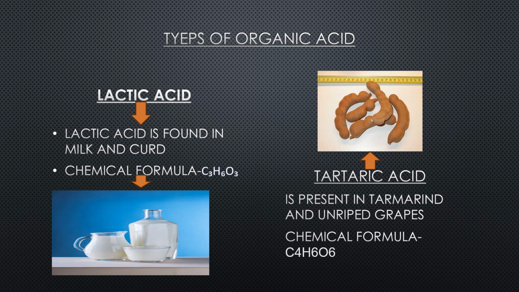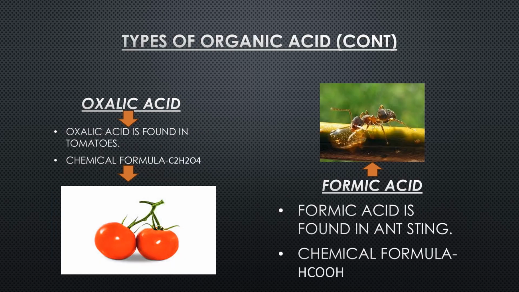Now next is oxalic acid. We use tomatoes in our food preparation. This is a part of our food, and it contains oxalic acid. This is found in tomatoes. Its formula is C2H2O4, as you can see on the screen also. Now next is formic acid. Formic acid is found in ant sting. Its formula is HCOOH.